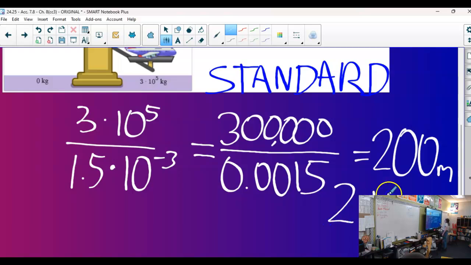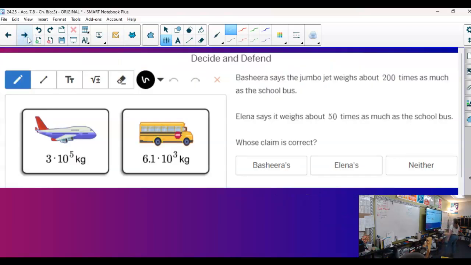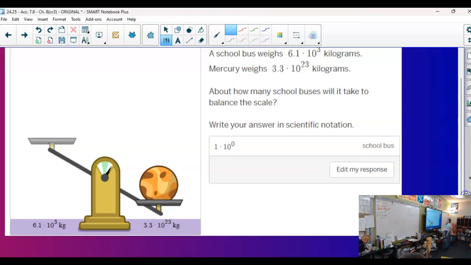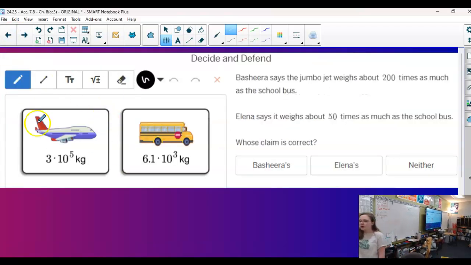Should I show my trick? You are not synced with me anymore, but hold on. Did you skip over this one? We got to answer Bashir and Elena. I know we're going to run out of time, but that's okay.